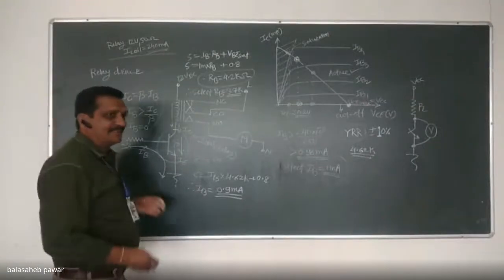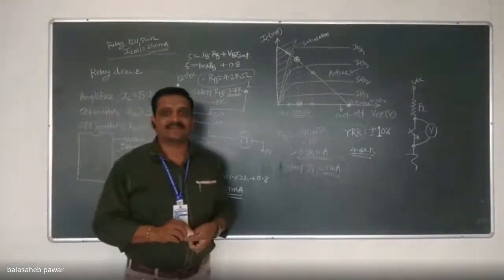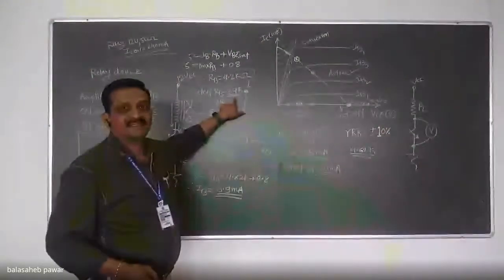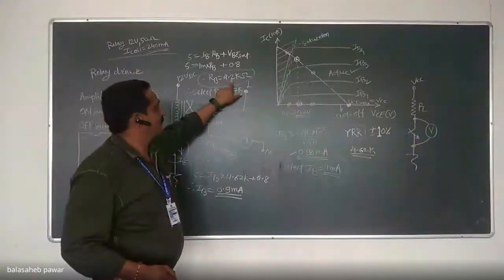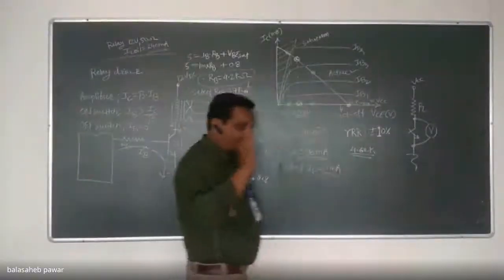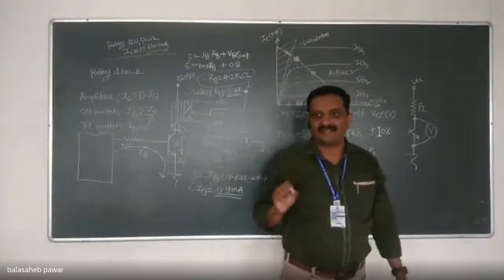Are you getting confused? So what is the value of the new resistor? 3.7K. See, our calculated value is 4.2K. So now it will work. Yes, sir, it will work. Our calculated value is 4.2K, right?